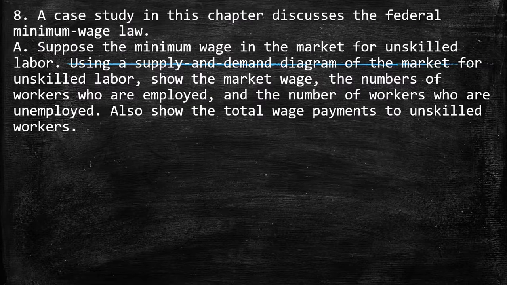Question 8. The case study in this chapter discusses the federal minimum wage law. A. Suppose the minimum wage is in the market for unskilled labor. Using a supply and demand diagram of the market for unskilled labor, show the market wage, the number of workers who are employed, and the number of workers who are unemployed. Also show the total wage payments to unskilled workers.